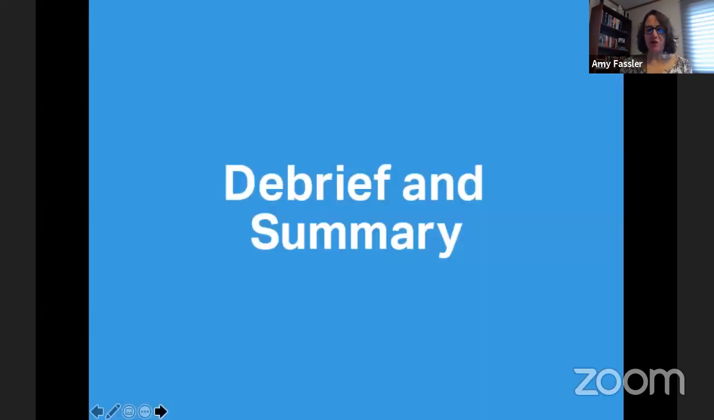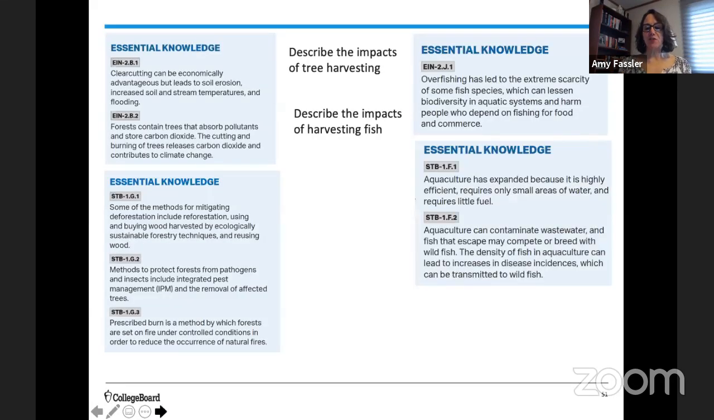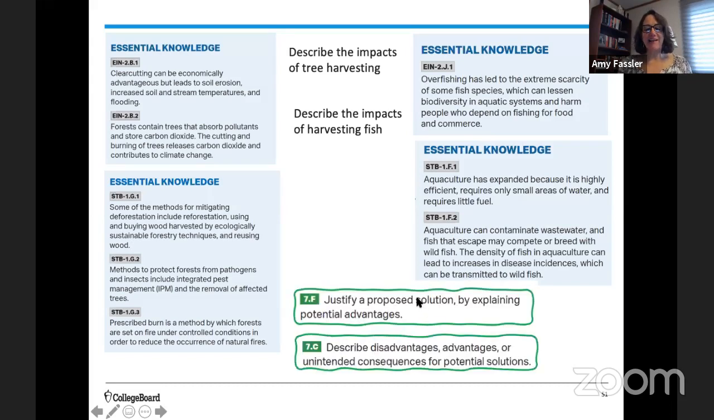So just a quick debrief here. Remember, we wanted to really focus on describing. We looked at problems with harvesting trees, solutions, problems with harvesting fish, solutions, but we really focused in on how I accurately and sufficiently do that describing to make sure I actually don't state just here's the impact, but how does that impact do what it does, and justifying, presenting solutions, listing advantages and disadvantages, and justifying those solutions.